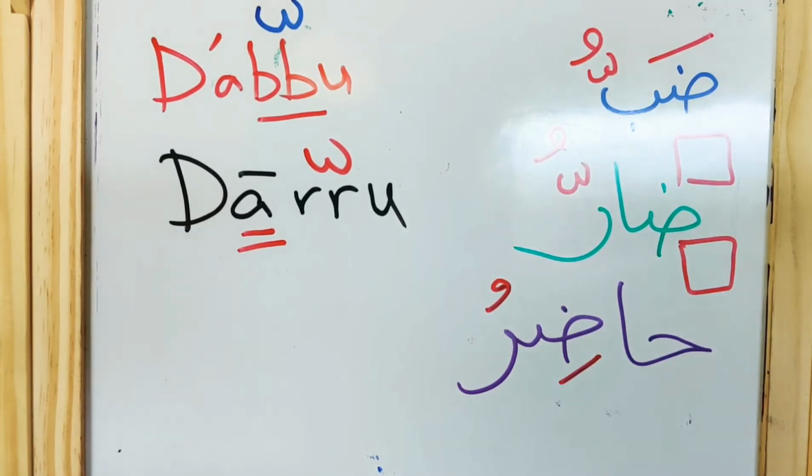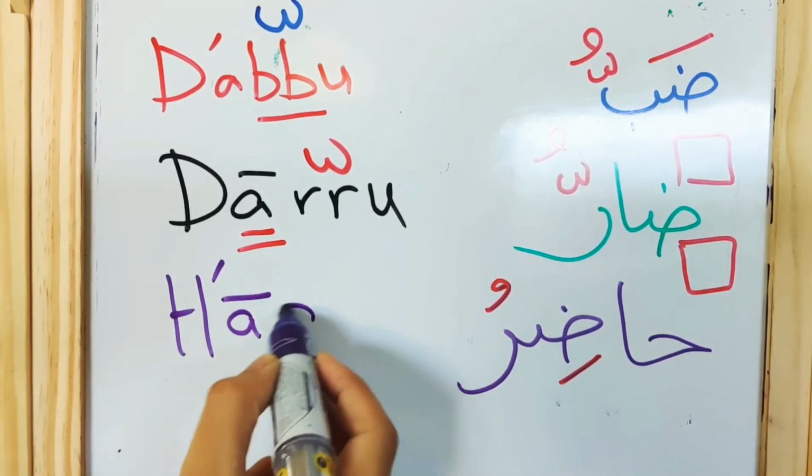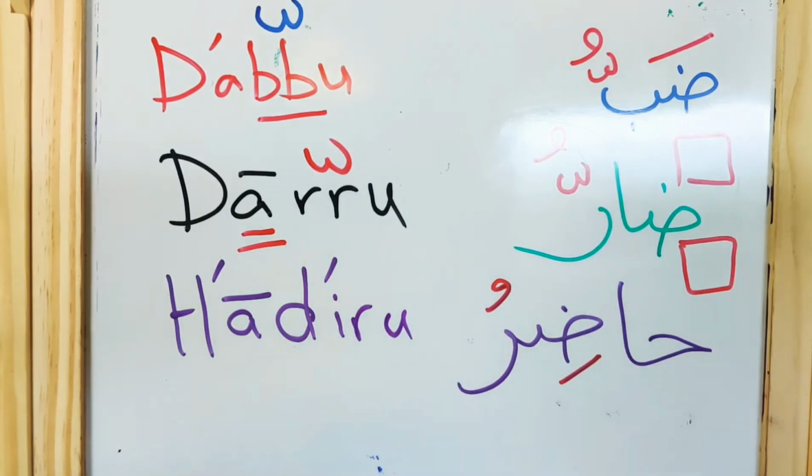The third example is hadiru. Ha with mad bil alif is ha. Dad with kasra di. And ra with dhamma ru. Hadiru means present. The Egyptians say hadir for saying yes sir, or yes I will listen and I will do as you say. Hadir, but it actually means present. I'm present, I'm right here. Hadir, hadiru.